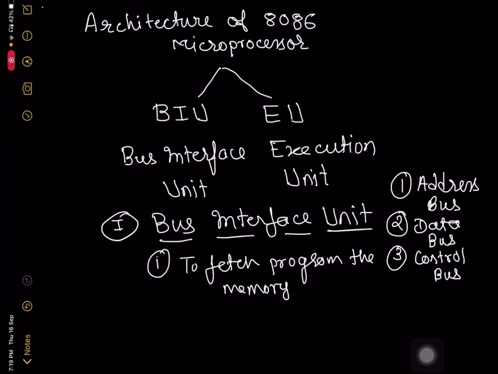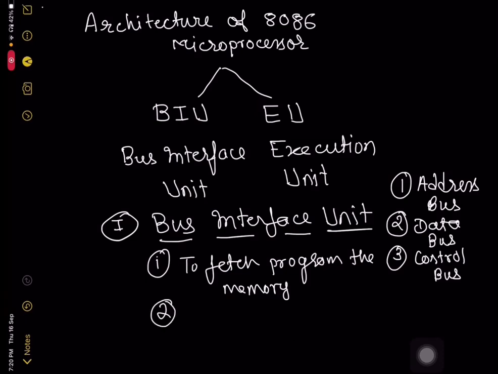Then only the program will be executed, and then only whatever computation we want to perform with the microprocessor will be carried out. So for that matter, the program has to be brought from memory device or the memory chip into the microprocessor. So to fetch that program from the memory into the processor, this is the first and the most important job of bus interface unit. So fetch or bring the program from the memory chip into the processor, that is the first function.